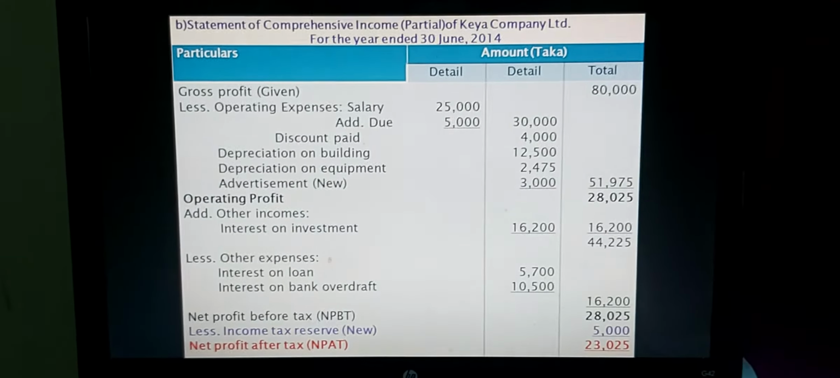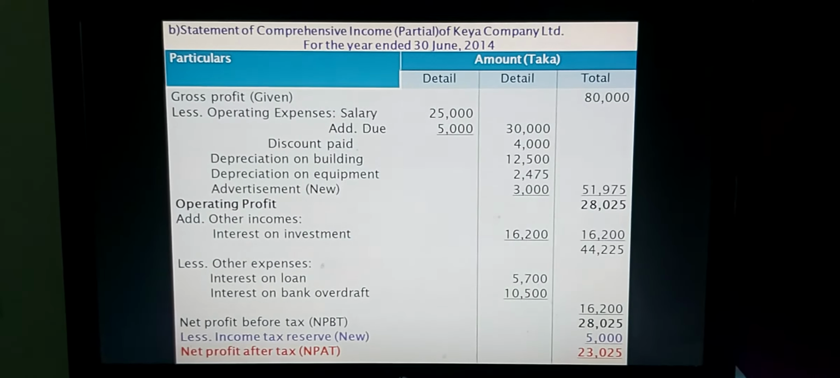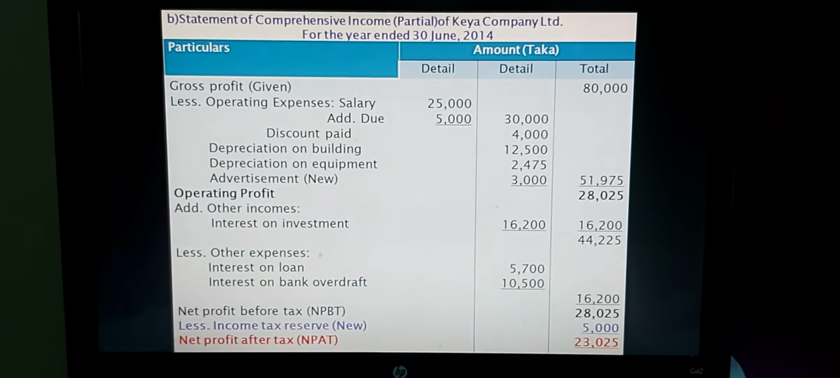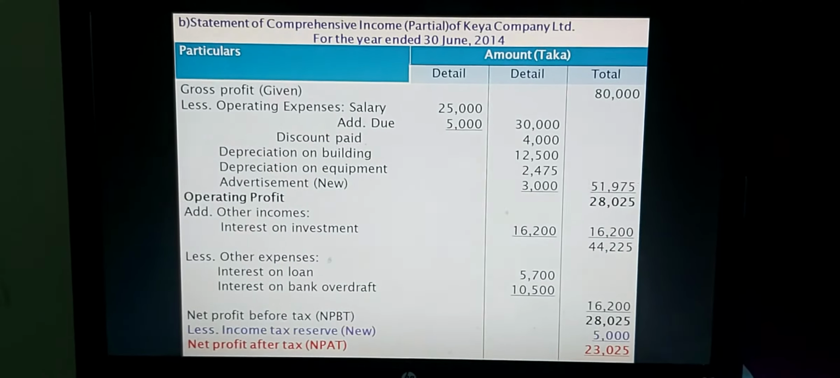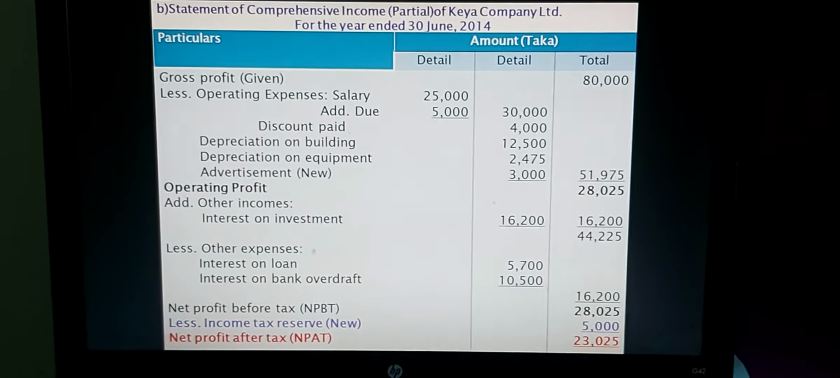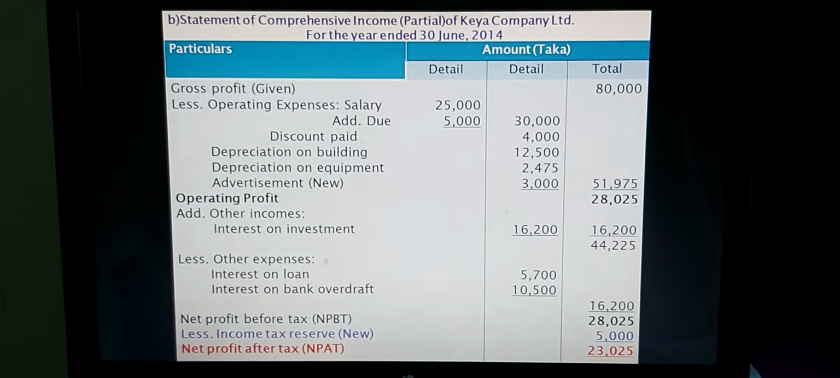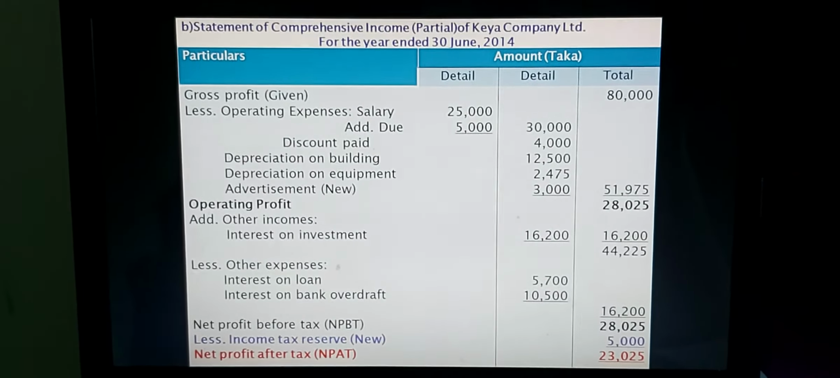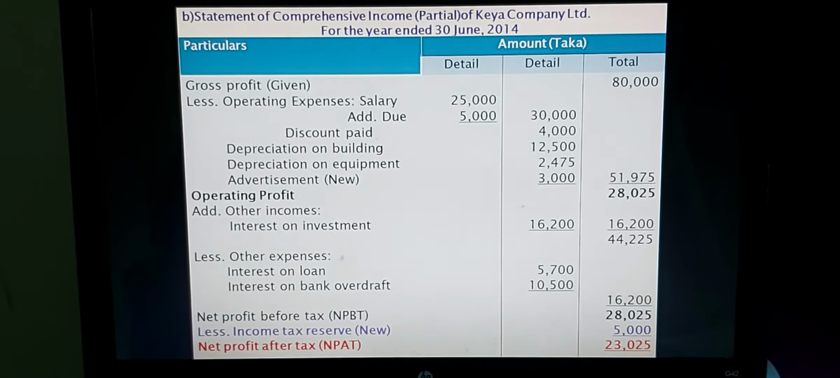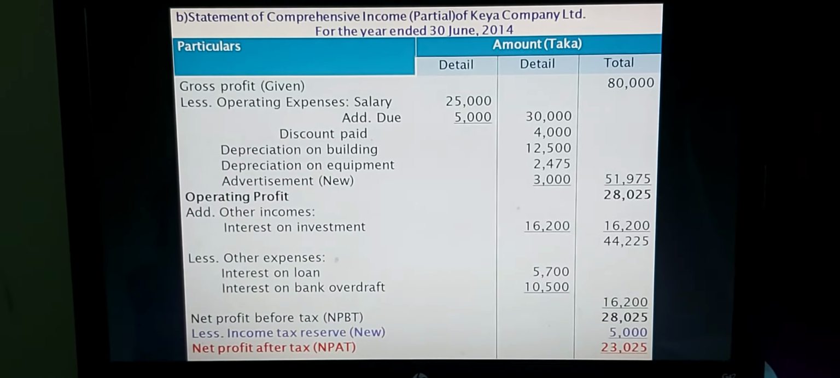Advertisement is not available in the trial balance but is available in the adjustment. Adjustment number 3, goods distributed to customers 3,000 at free of cost but not recorded in the book. Goods distributed to customers at free of cost for publicity of business. So it is the amount of advertisement you have to write here. Advertisement new 3,000. At this moment total operating expenses 51,975. So you can deduct it from the amount of 80,000. Now you can get operating profit 28,025.